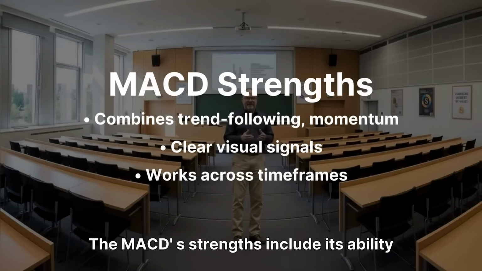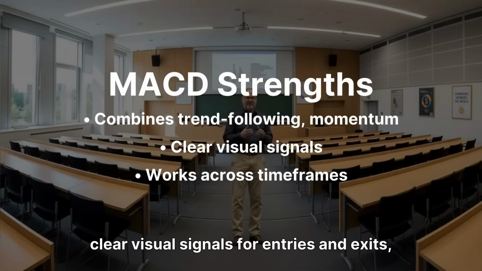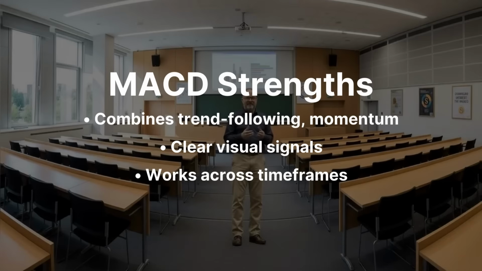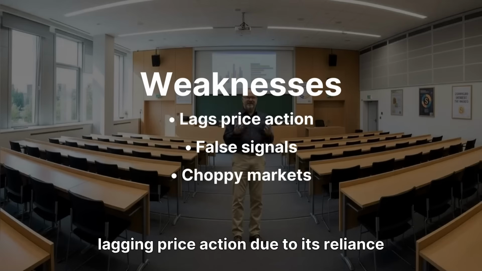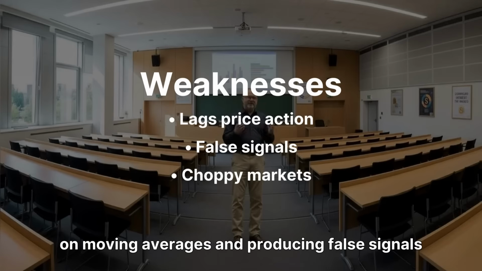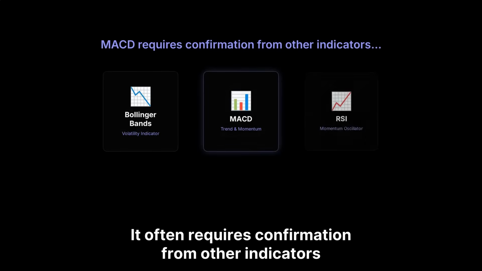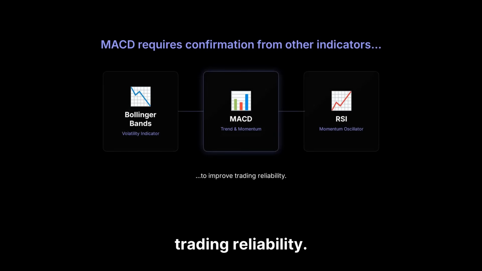The MACD's strengths include its ability to combine trend following and momentum aspects, providing clear visual signals for entries and exits and working across different time frames. However, it also has weaknesses, such as lagging price action due to its reliance on moving averages and producing false signals in choppy sideways markets. It often requires confirmation from other indicators like Bollinger Bands or RSI to improve trading reliability.